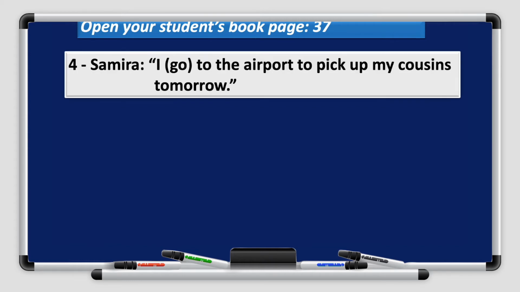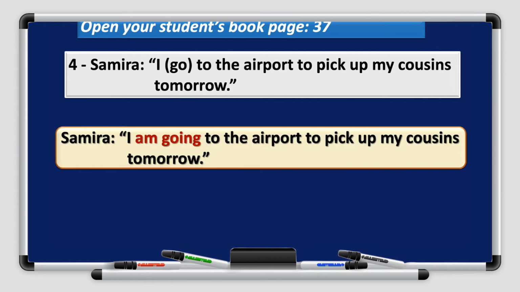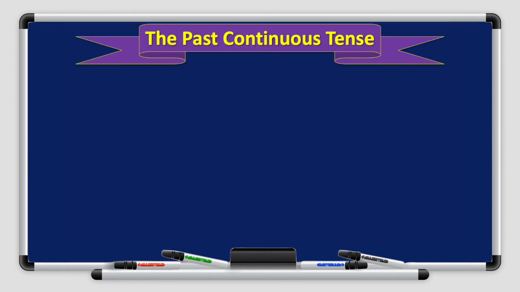Good job. Number 4, Samira, I go to the airport to pick up my cousins tomorrow. If you want to correct it, the answer will be, I am going to the airport to pick up my cousins tomorrow. Good job. Now that we've covered the present continuous, we are going to look at the past continuous tense. It is the same idea for both tenses, but there are some slight differences.